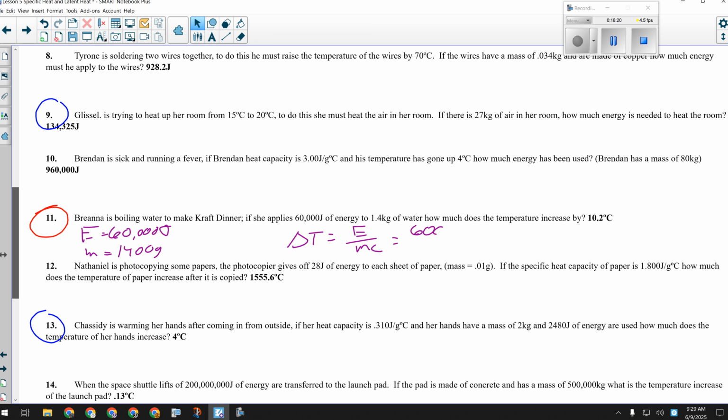So 60,000 divided by 1,400 times the specific heat capacity of water, 4.2, and when we plug that in, we should get 10.2 degrees Celsius. Okay, you do have to bracket the bottom. If you don't bracket the bottom, you may not get the same answer. Okay, any other ones? Questions?